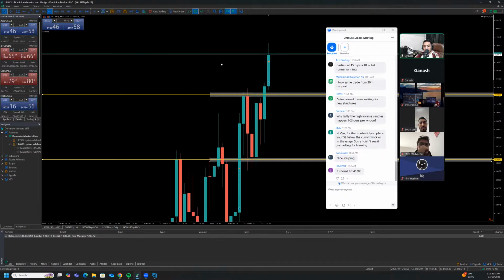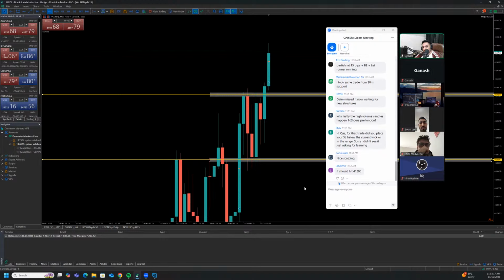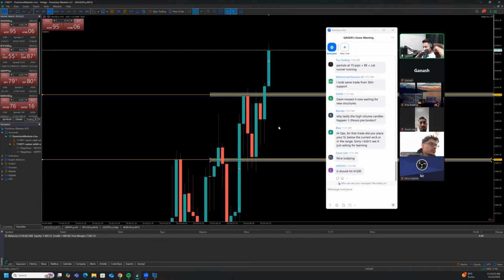Okay, it should hit 41 200. 41 200. What? 41 200? You wanted to take sell? What kind of broker is this? I was taking a buy trade, trapped it 3 4 times, and still it didn't go through in the market. The trade got missed. What?